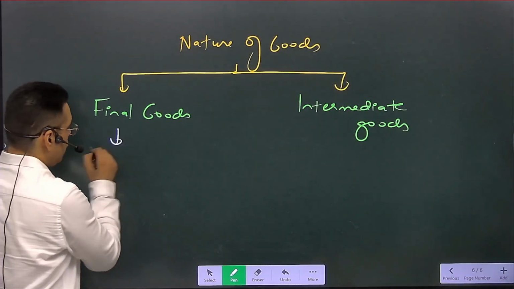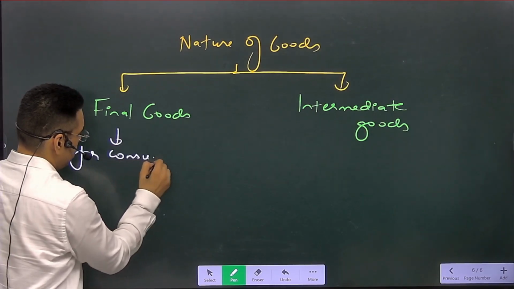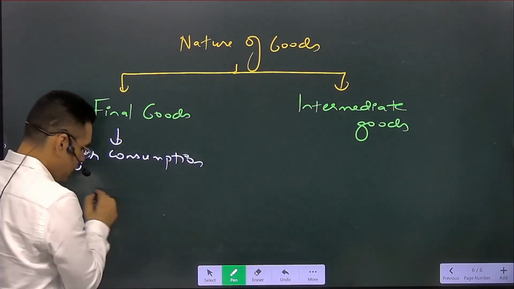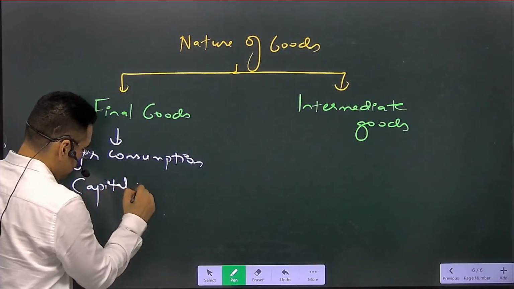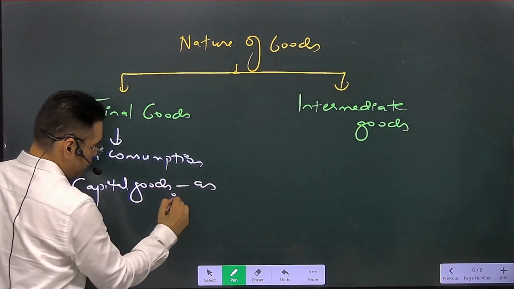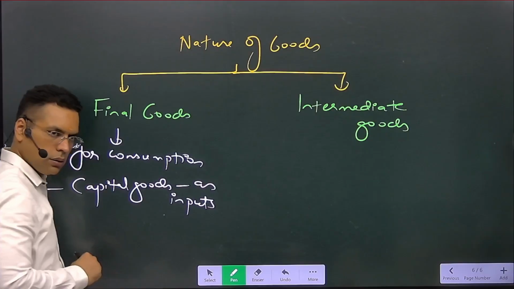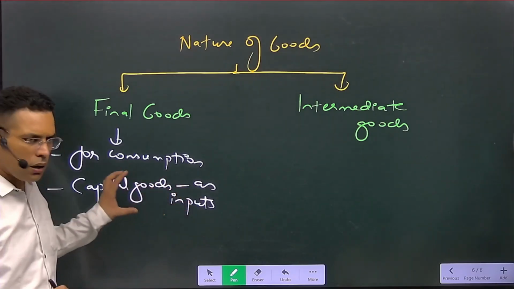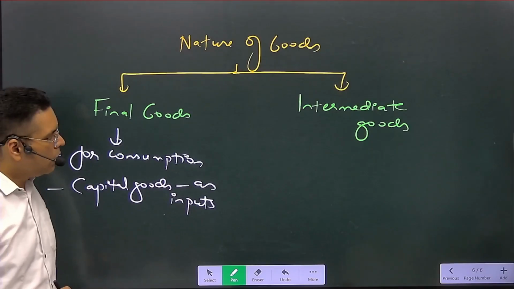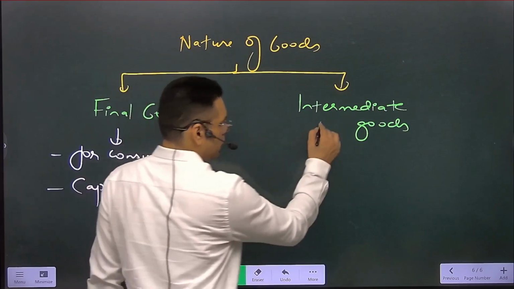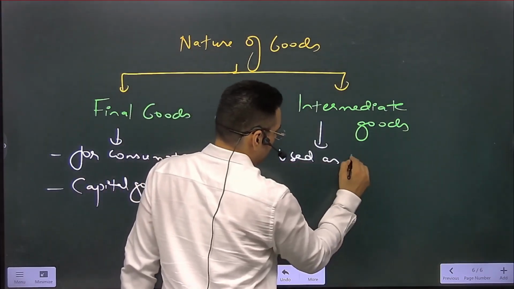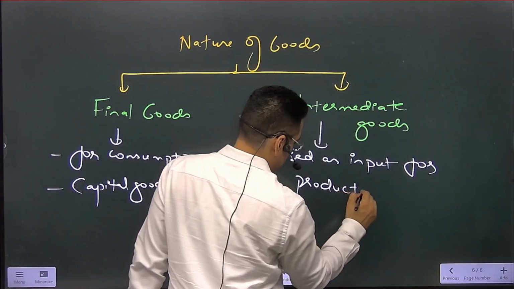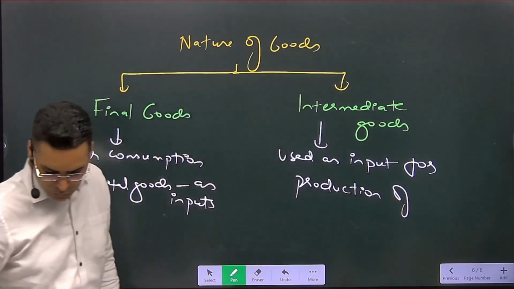So final goods are used for consumption. Okay? और consumption goods के लिए, और for capital goods as inputs. ठीक है? तो capital goods are also final goods, but they are used as inputs. But capital goods are not consumed. Consumer goods consume हो जाता है process में. Intermediate goods are those goods which are used as input for production of final goods.